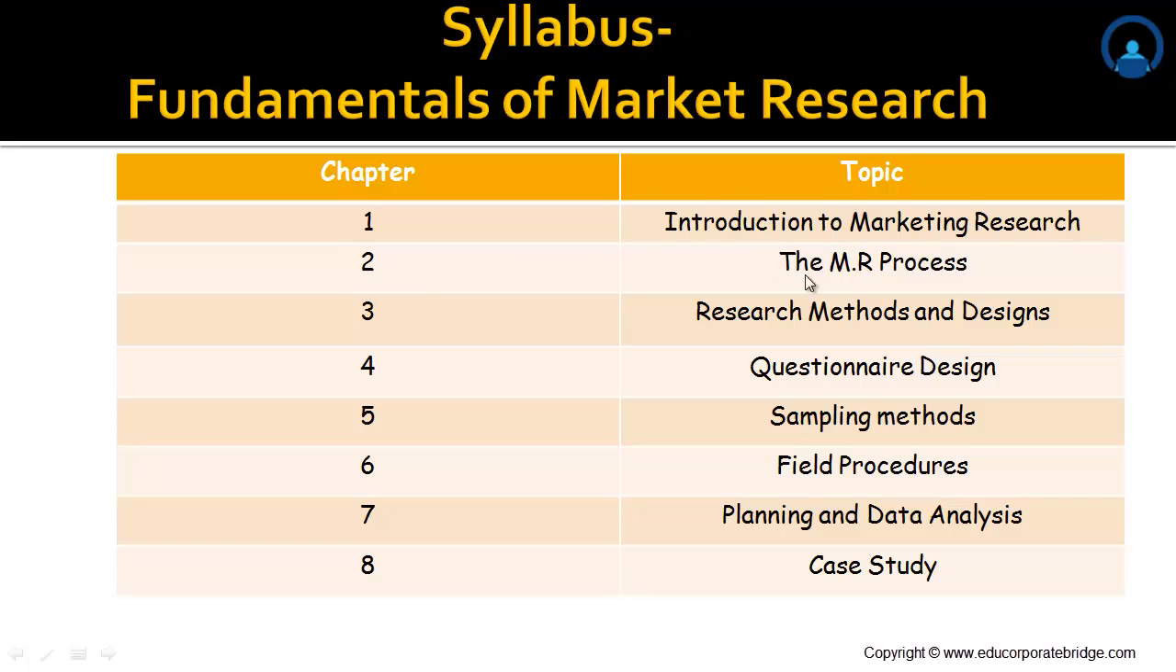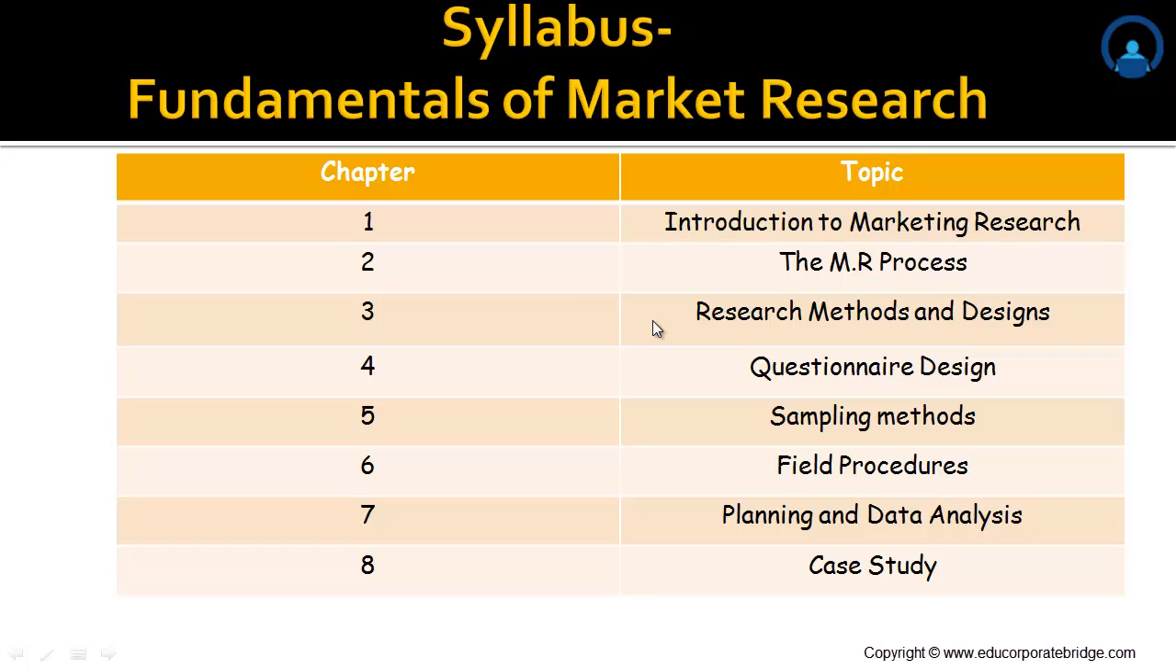Chapter number 2 is the MR process. Here we'll be understanding right from the beginning till the end, how do research organizations or companies that want to undergo a research process, how do they go about the entire process. So a lot of stages in this. So it gives you light about how to go about the entire research in a very systematic manner from the start till the end.